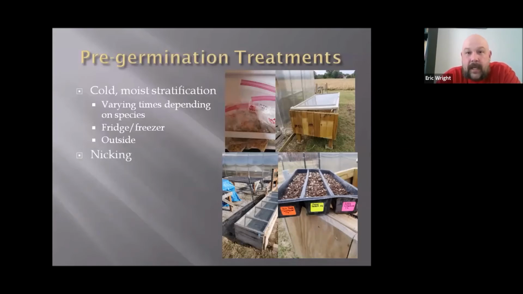Another method for pre-germination treatment is nicking. This is specific to legumes, like our partridge peas and a lot of our indigos. Basically, they have a real hard outer seed coat. What you do is take a knife and nick the edge of that seed, and you can see the seed coat chip off and the soft, good stuff of that seed on the inside.